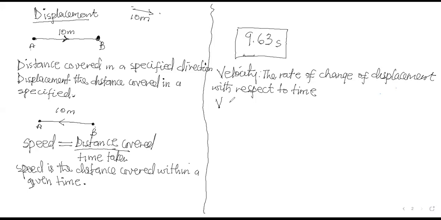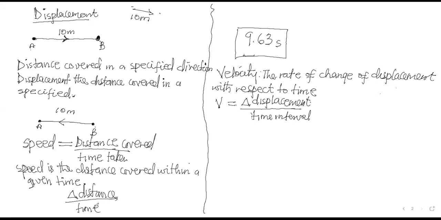So velocity is change in displacement over time interval, whereas speed is change in distance over time interval.